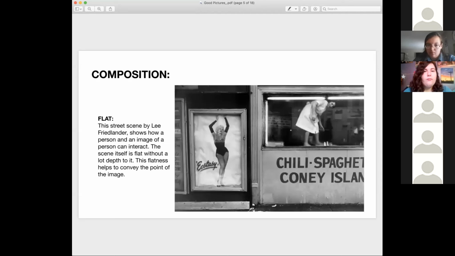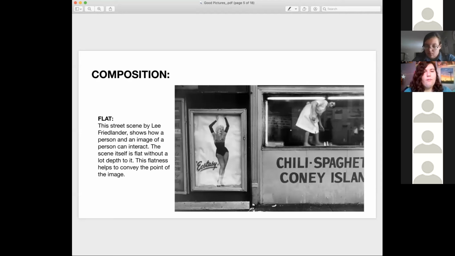So in this image, has anybody ever seen this image before by Lee Friedlander? All right, no. Great image. Would you consider this image to have a foreground, middle ground, and a background? Not really. No, it doesn't. It's considered flat. It's a street scene by Lee Friedlander, and it shows how a person and an image of a person can interact.